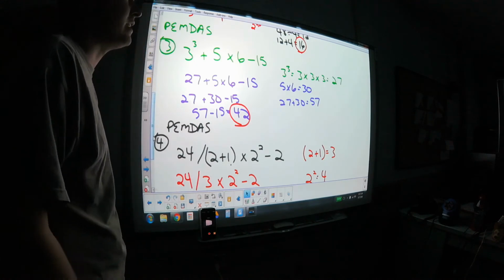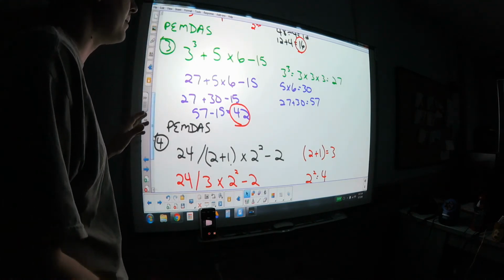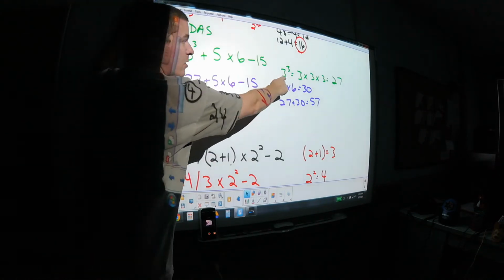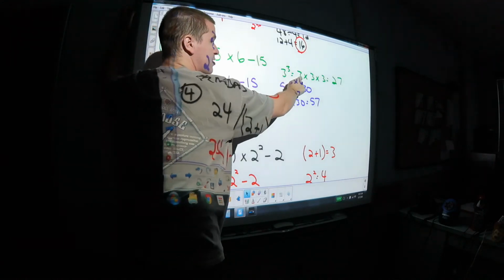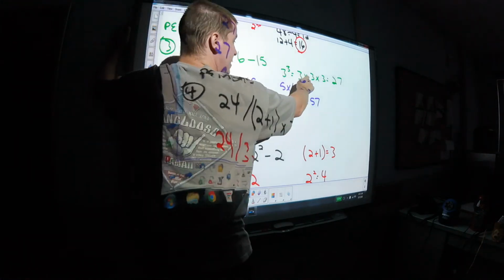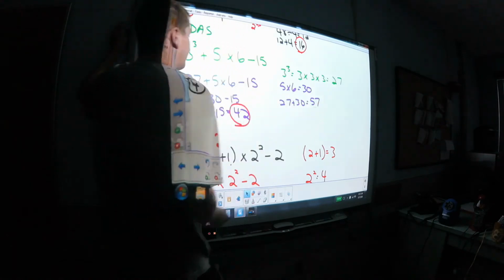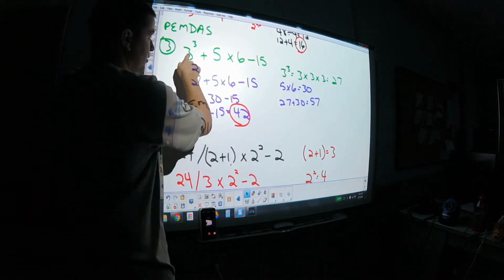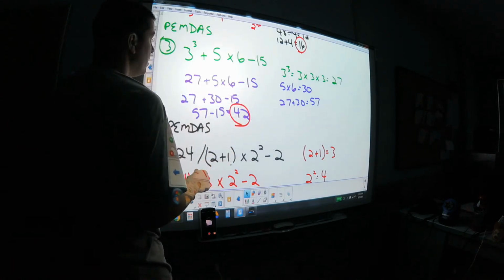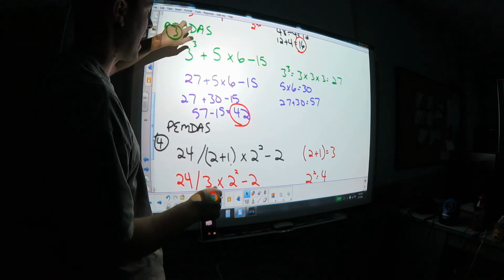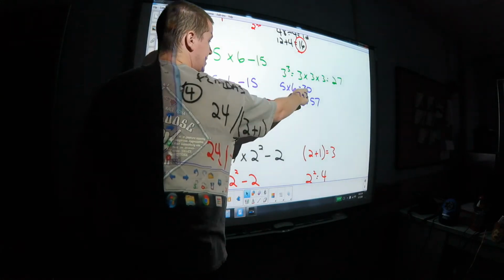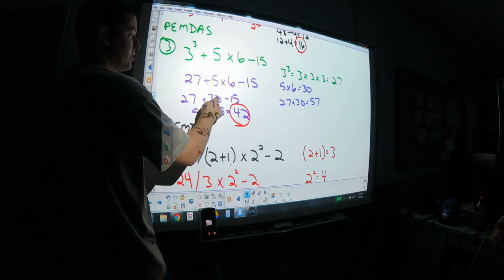On number 3, you've got 3 cubed, which is 3 to the third power, plus 5 times 6 minus 15. So you've got to make sure that you're following PEMDAS by doing this. So we have no parentheses, so then we do exponents. So 3 to the third power, or 3 cubed, is 3 times 3 times 3, not 3 times 3 by itself only. It's 3 times 3 times 3, which is 27. So now you have that 3 cubed is replaced with 27 plus 5 times 6 minus 15. So now we're on multiplication and division. We have no division, so we just do whatever multiplication is. So 5 times 6 is 30. So now you've got 27 plus 30 minus 15.